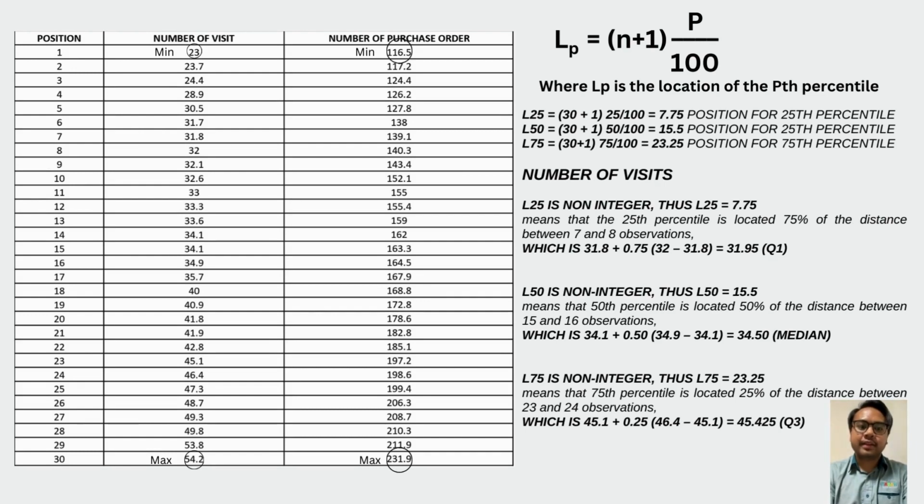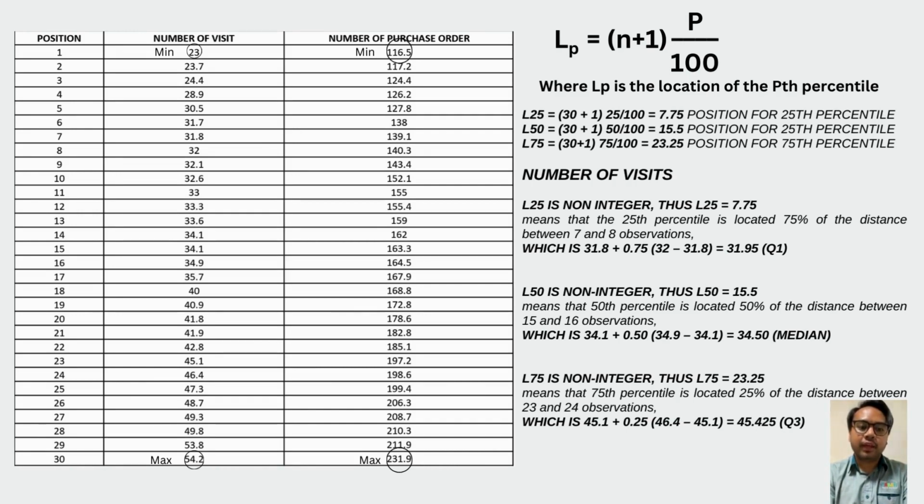From the data set, there are 30 sets of observation. So we plug in the 30 into the sample size, while for P we put 25 because we need to find the 25th percentile for the number of visit and number of purchase order. And the answer is 7.75. This is the only position, not the final value.